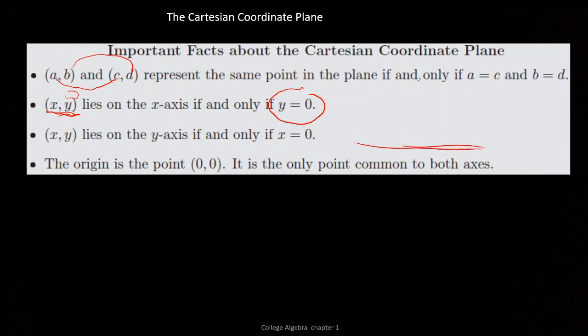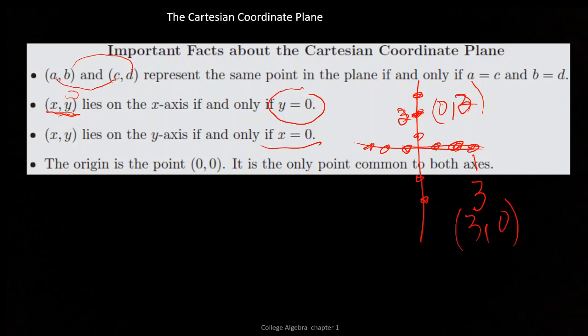So here is the coordinate plane. All the points on the x-axis have y-coordinate 0. And all the points on the y-axis have x-coordinate 0. For example, this one could be 3, so it's 0, 3. Now this could be, let's make it 2, this is 3, so that point is actually 3, 0. And the origin is the point 0, 0. It is the only point common to both axes. So they intersect only at one point, and that's 0, 0.